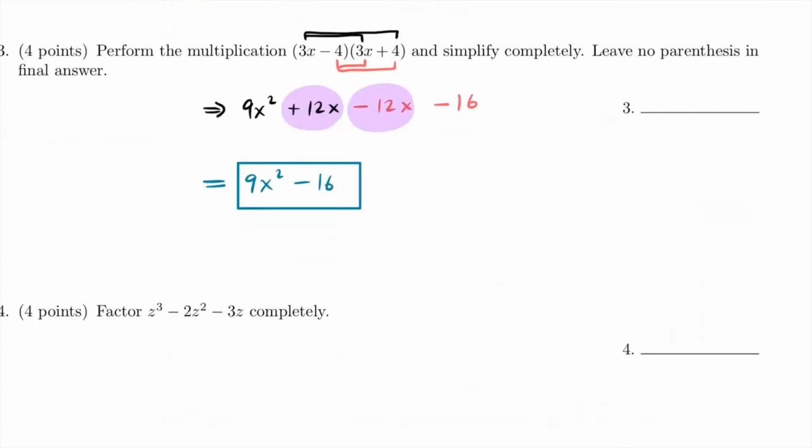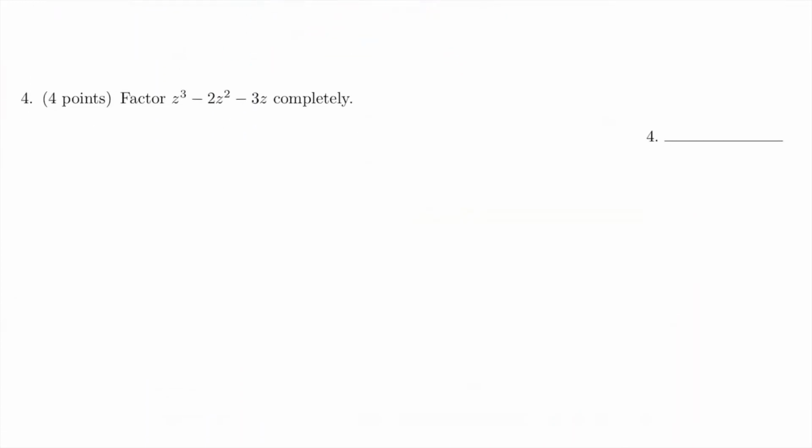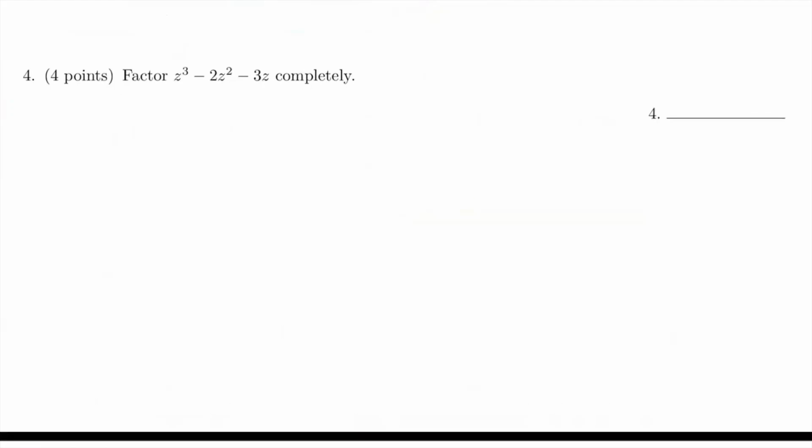All right, so moving on to number 4. For number 4, we're going to factor this. Let's take out the common factor. That will be z. So you would have z squared minus 2z minus 3. Now this one you can factor further.